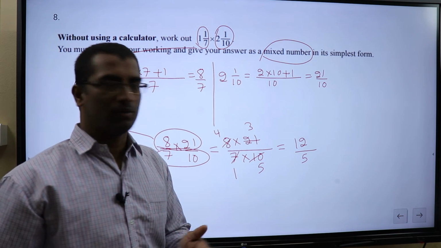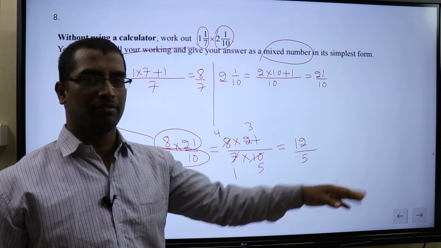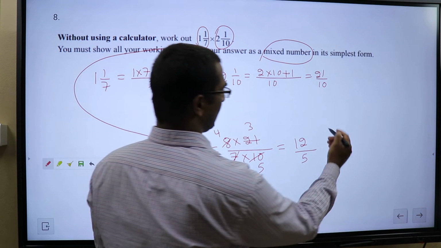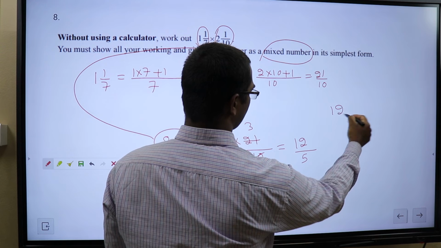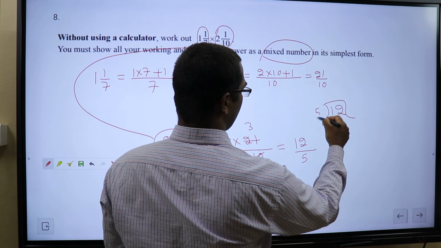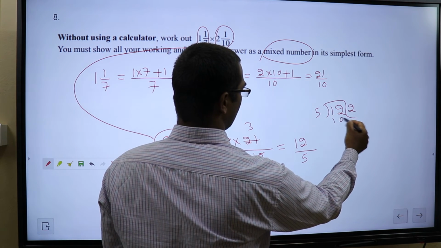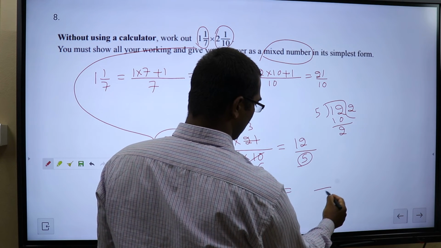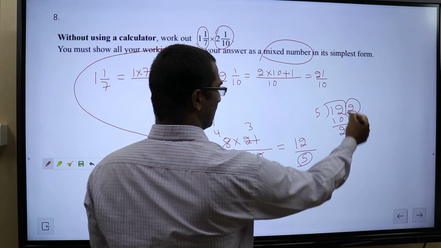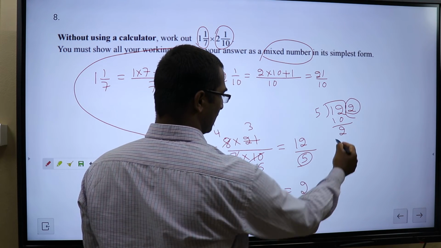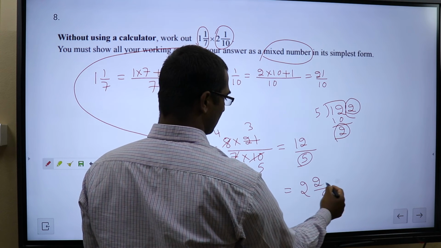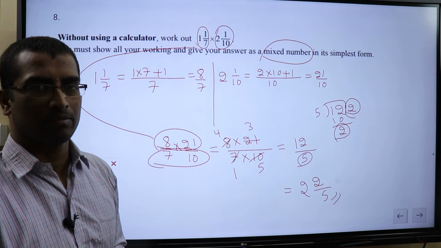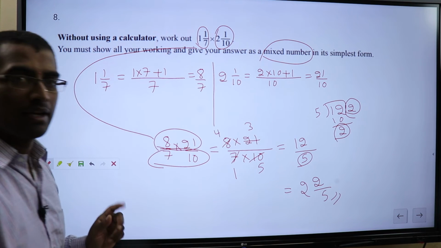The sum is not yet over. He wants this to be in the mixed fraction. So how do you do that? Again, divide 12 by 5. So 5 twos are 10, remainder is 2. So the denominator will stay in the denominator. The quotient will come here, the remainder will come over here. So 2 2/5 is the answer. Okay. Next one.